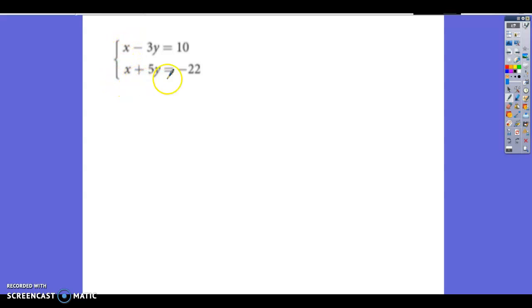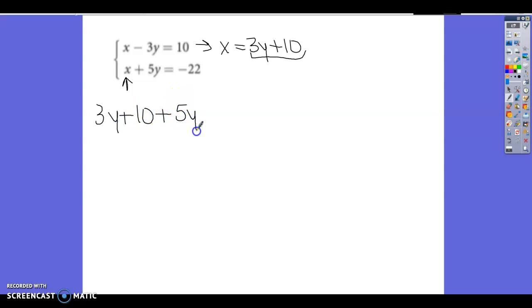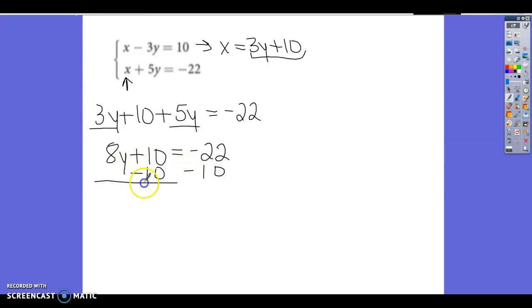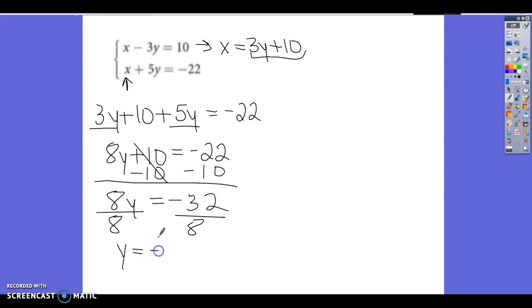All right, let's look at one more example. Both of these have x by themselves, so you can start with either equation. I'm going to start with the first one and write this as x equals, adding 3y to the other side, and make sure I have my 10. So this can be substituted in place of x here: 3y plus 10 plus 5y equals negative 22. My 3y and my 5y are on the same side of the equation, so I can combine like terms. Then I'm going to subtract 10, so I have 8y equals negative 32. Divide both sides by 8. y equals negative, 8 goes into 32 4 times, so y is negative 4.